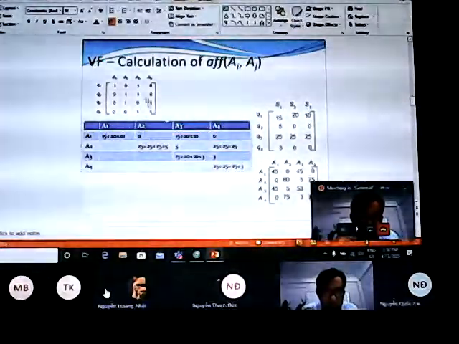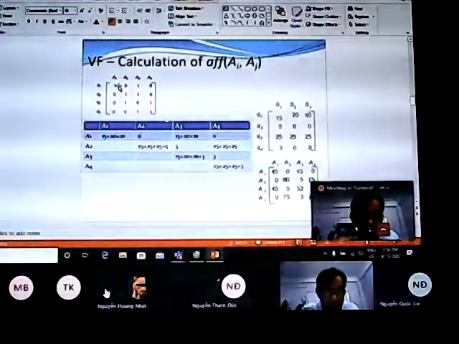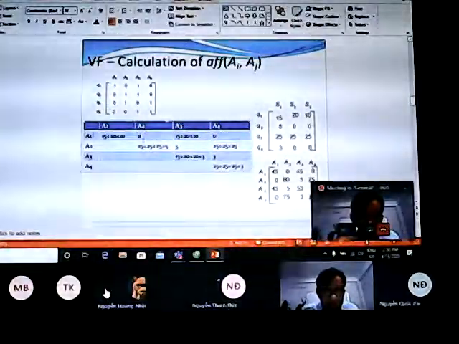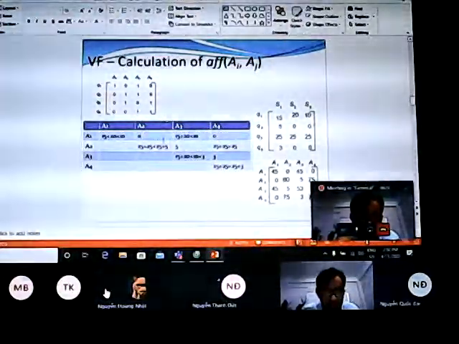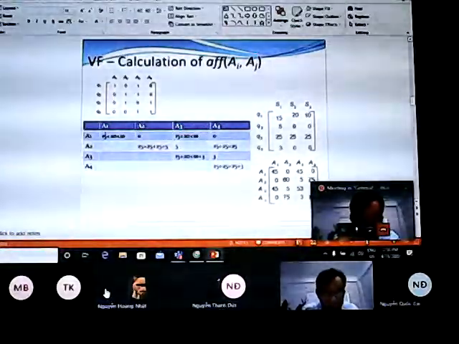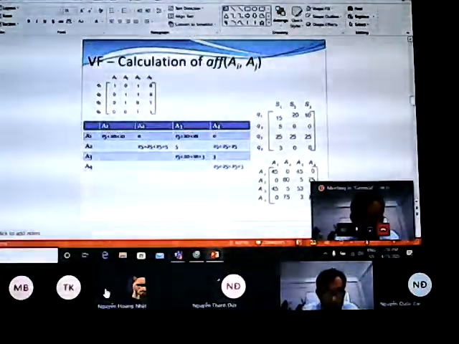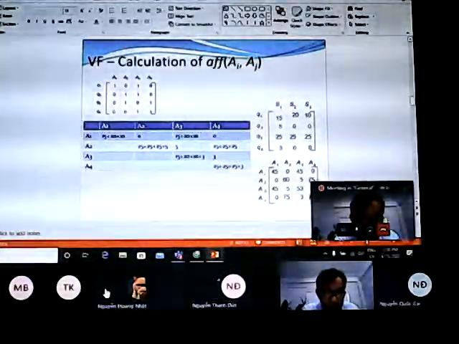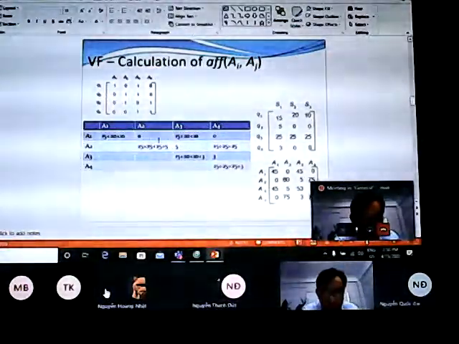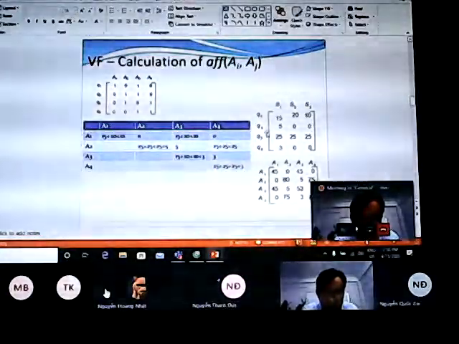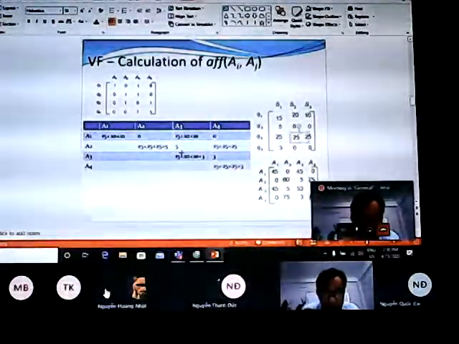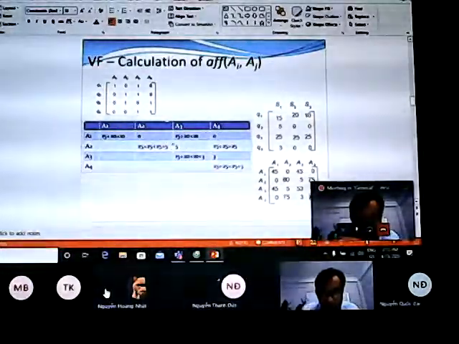How about A1 and A2? A1 and A2 have no common query, so the value of A1 and A2 will be 0. And A1 and A3, you already explained about it. How about the second row, A2 and A2? A2 uses Q2 and Q3. So here is the sum of the access frequency of Q2 and Q3. What number you have? 80. Yes, 80, okay, correct.